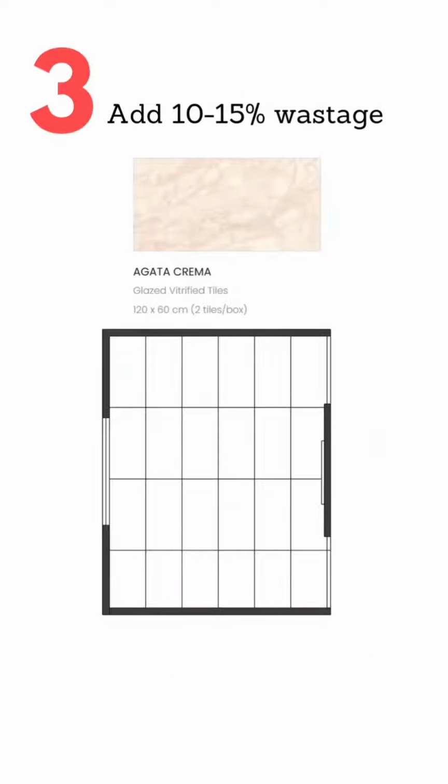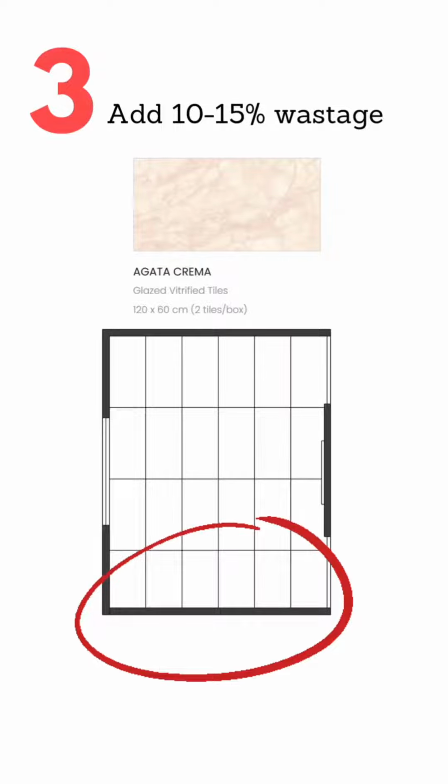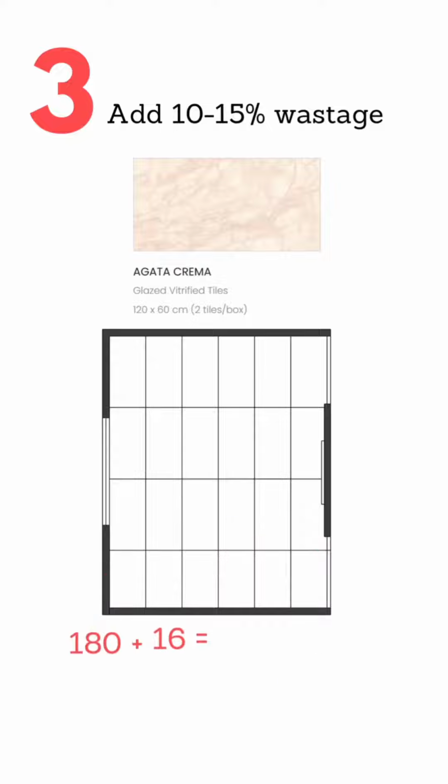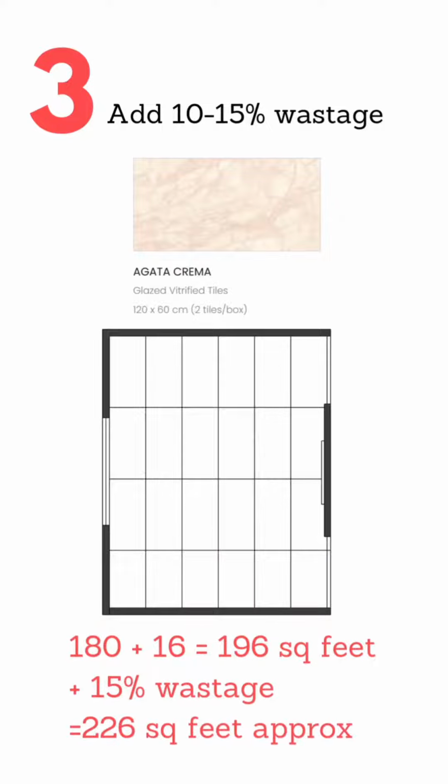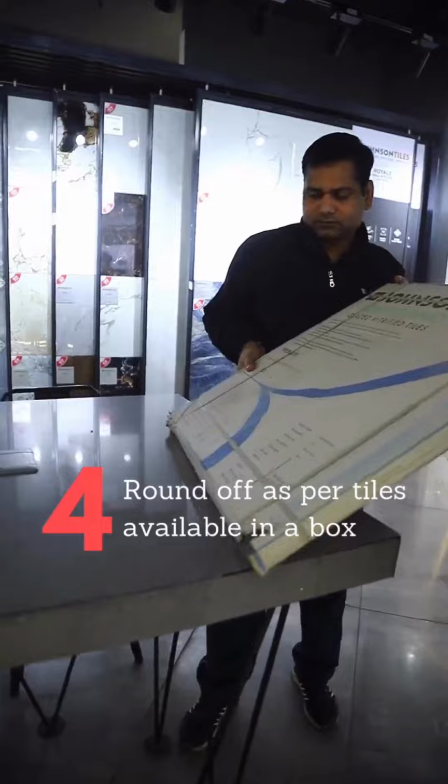Next is to add 10 to 15% wastage, as all your tiles will not be applied fully. Some pieces will get cut at the edges which might not fit anywhere else, so that would be considered as wastage. Also, some tiles might chip or break during the process of application.